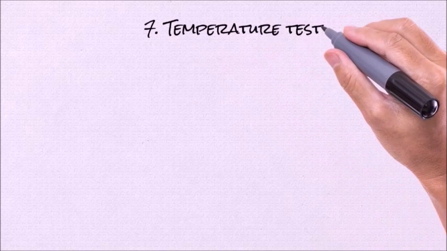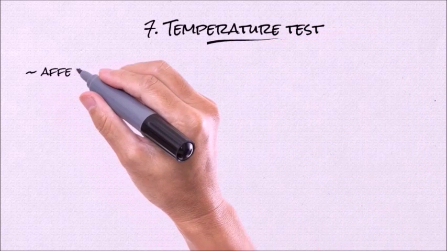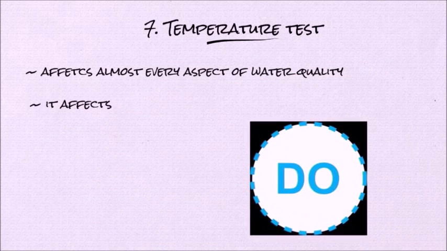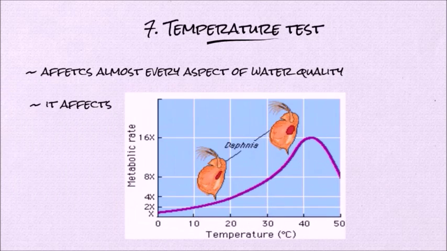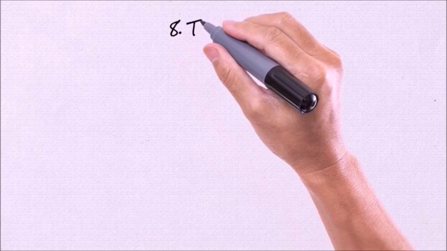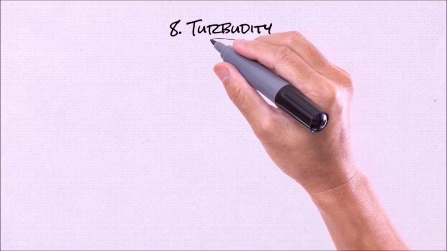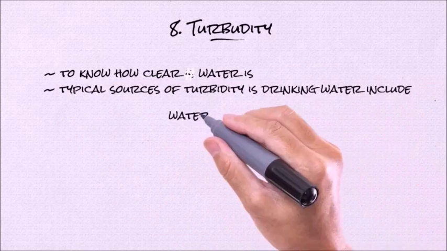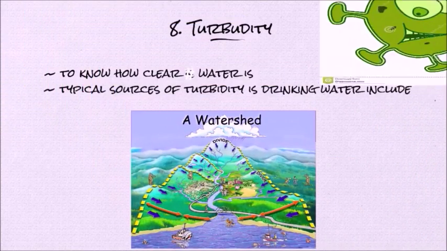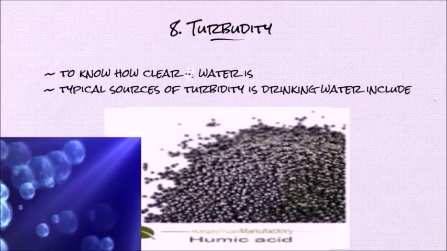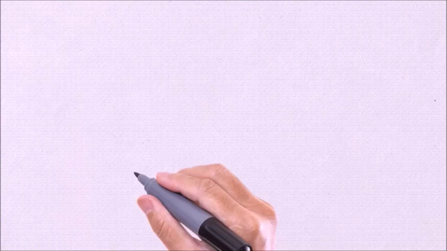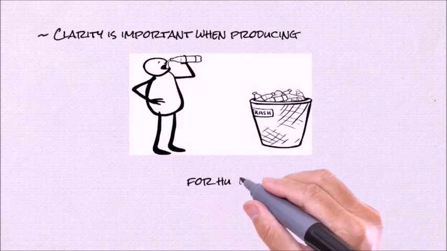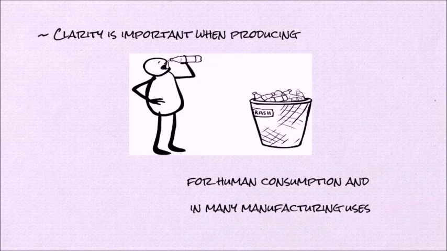Seventh is a temperature test. Temperature affects almost every aspect of water quality. It affects the amount of dissolved oxygen, rate of photosynthesis, metabolic rates, and aquatic organism sensitivity. Lastly is turbidity. Turbidity is to know how clear water is. Typical sources of turbidity in drinking water include water discharge, runoff from watershed, algae, humic acids, and air bubbles from the treatment process. Clarity is important when producing drinking water for human consumption and in many manufacturing uses.